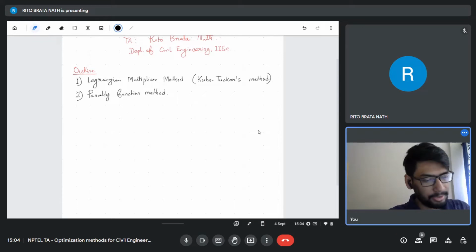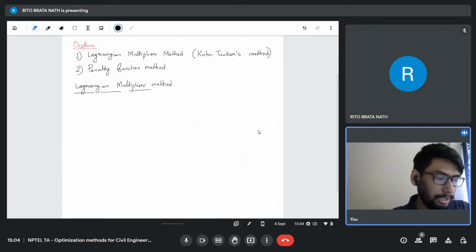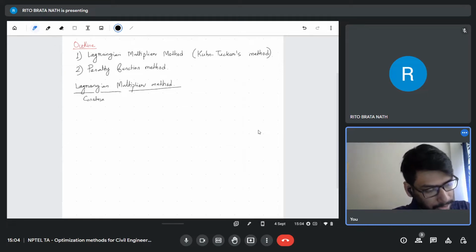First I'll be discussing this Lagrangian multiplier method, or the Kuhn-Tucker's method. So for that, first I'll write down, this is the Lagrangian multiplier method. Let's look at inequality constraints only. So, constrained optimization with inequality constraints.